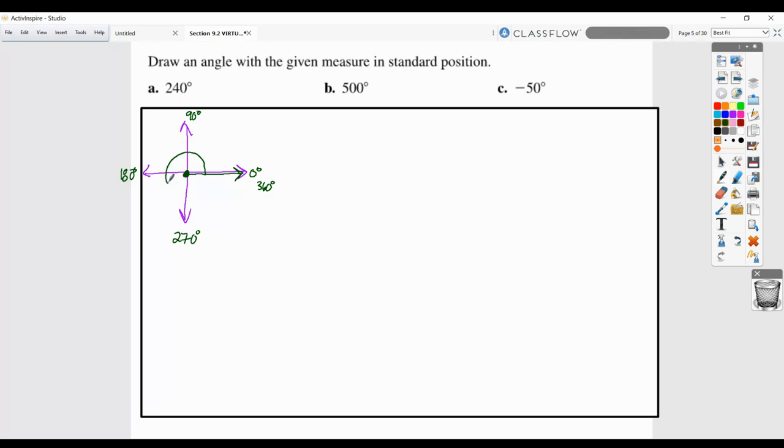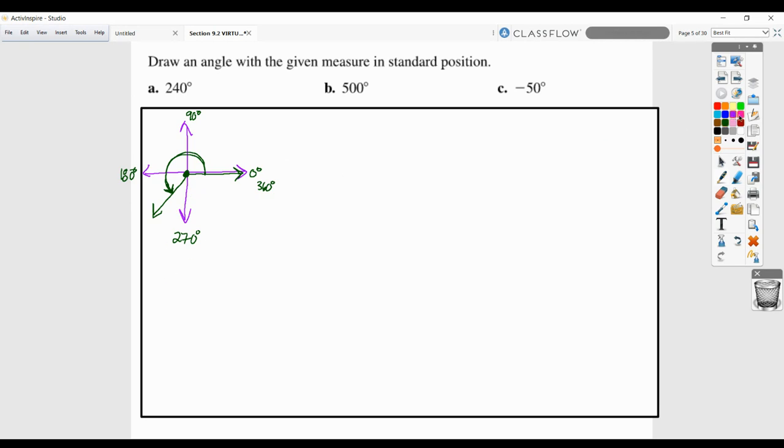Going 180, and then maybe I stop around here between 180 and 270. So I stop here. The way that I want you to draw this is I want you to have your initial side, your terminal side here, and I need you to show me an arrow which shows the direction that you went to get that angle measurement. So from here to here, that is about 240 degrees. This would be a great little drawing for this, in standard position.